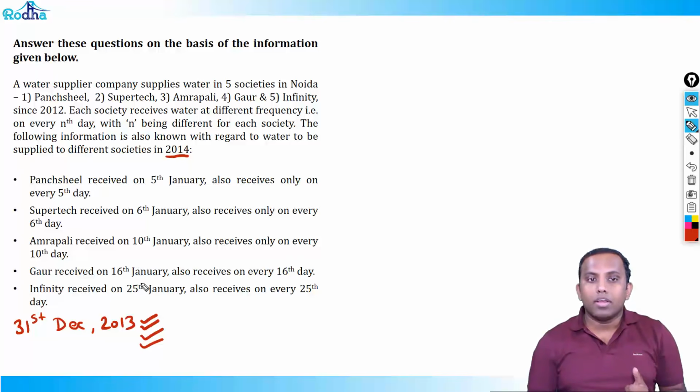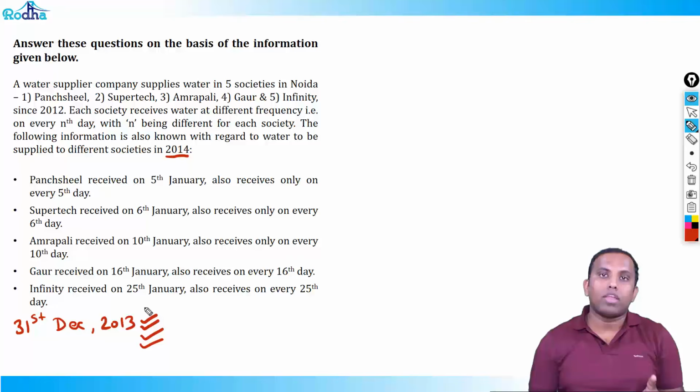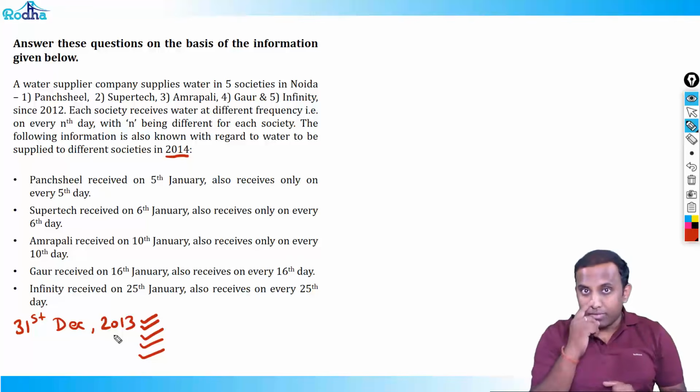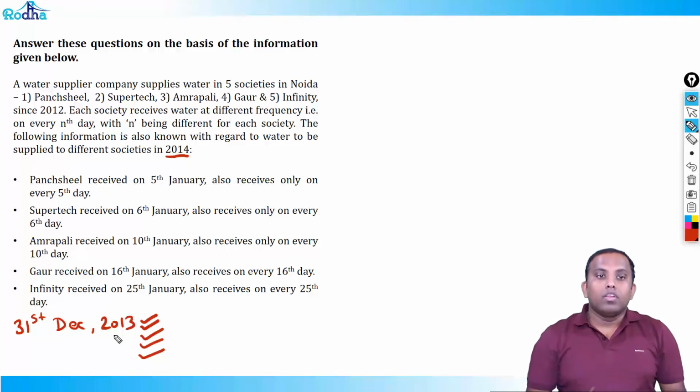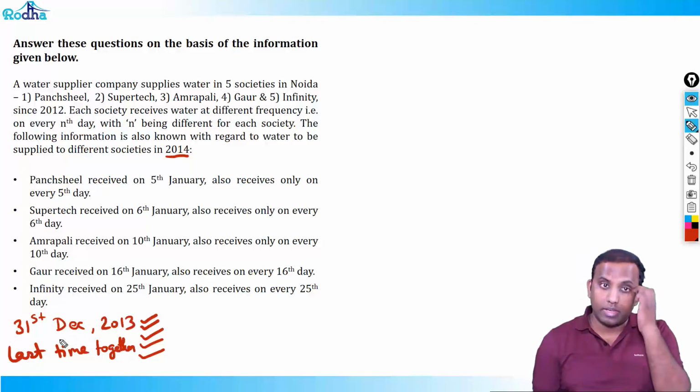And the last one is Infinity, received on 25th January and also receives on every 25th day. So 25th January is the 25th day. So Infinity also last received on 31st December 2013. I hope this part is clear. So last time they all received together on 31st December 2013.